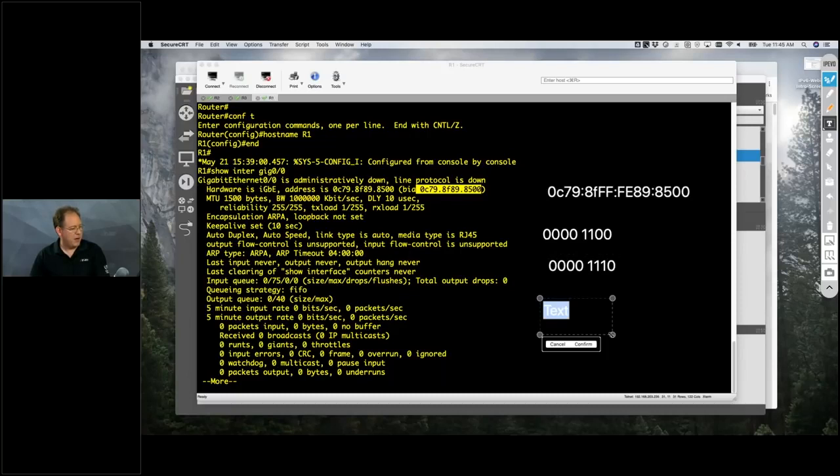So our final EUI 64 interface ID is going to end up looking like this. It's going to be 0, and now, what is 1110? Isn't that the number 14? And if F is 15, E is 14. So it'd be 0E798F FFFE 898500. All right, so let's see if I'm right.